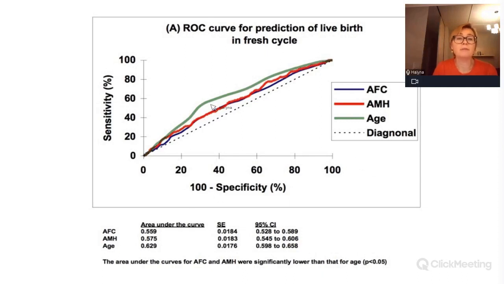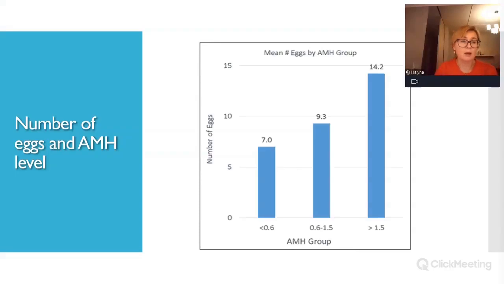If we compare the prediction of live birth rate in a fresh cycle by antral follicular count, anti-Müllerian hormone, and age, we can see mostly the same result. Within these three curves, age gives the most reliable result. Anti-Müllerian hormone level correlates well with the number of follicles which we can receive. So we can see in the slide more or less the number with some amount of AMH.